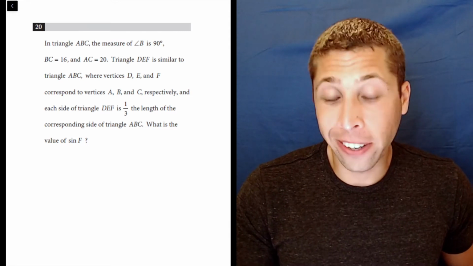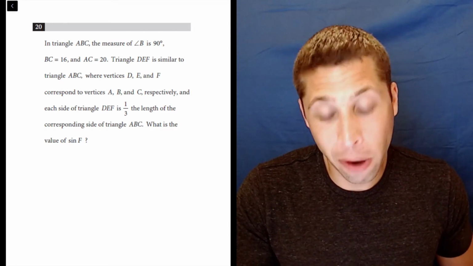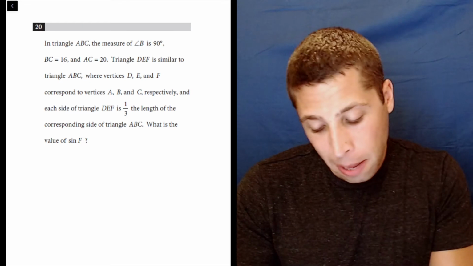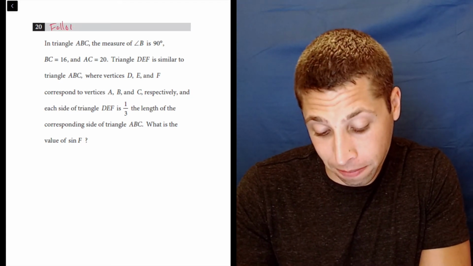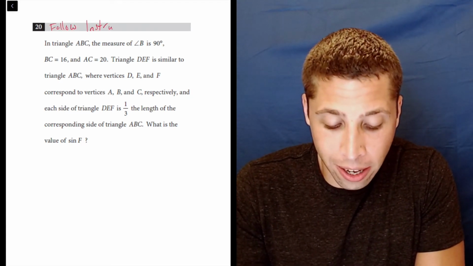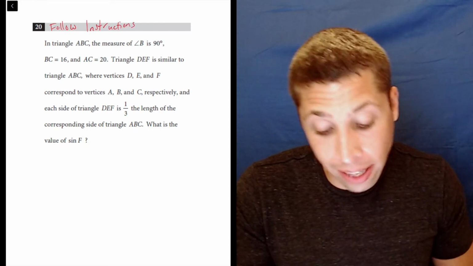Last question of this very awful no calculator section. It's so hard, and now we get this crazy looking thing. But let's just follow instructions, okay? We are being told a lot, but we can kind of take it one piece at a time, right?